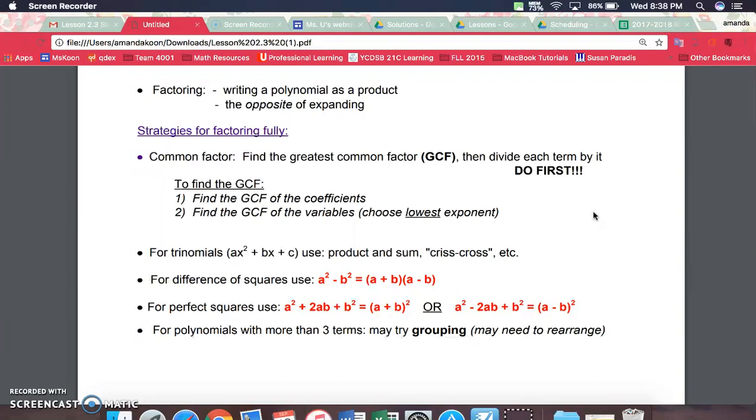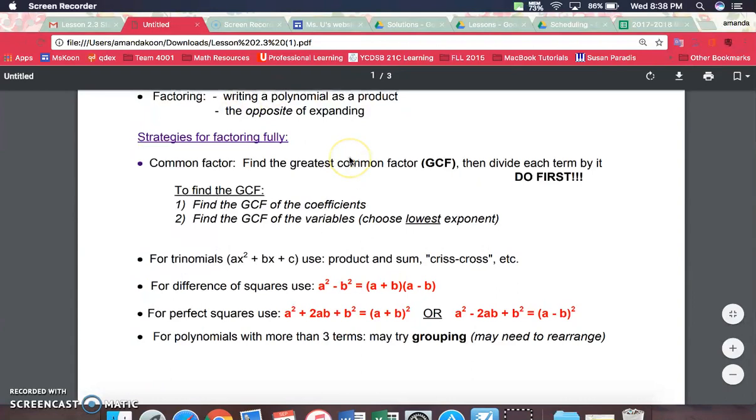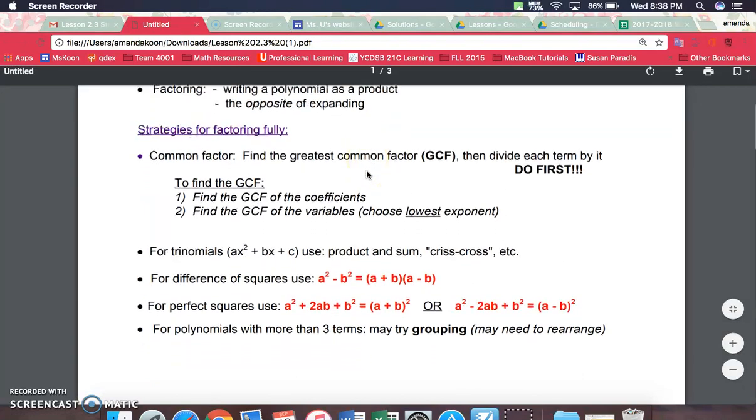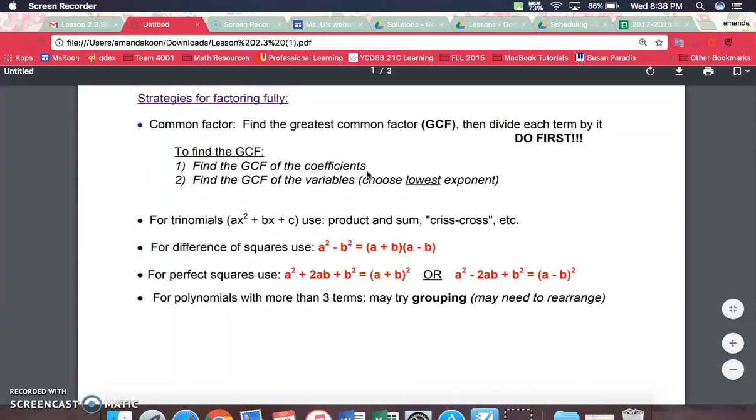Pause the video at any point if you need to slow down, or rewind to rewatch part of the instructions. When you're factoring, we are actually writing a polynomial as a product. It's the exact opposite of expanding, or foiling, or multiplying out polynomials. So, strategies for factoring fully.